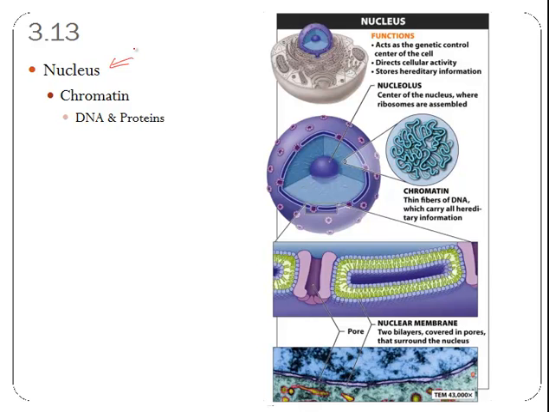And the nucleus is what contains the chromatin. Chromatin is both the DNA and the associated proteins. We'll talk some more about chromatin in a later chapter, so we'll learn about its components. But the nucleus is kind of the control center of the cell. That's what sends out all of the information on what to build and what to do and how to function as a cell.